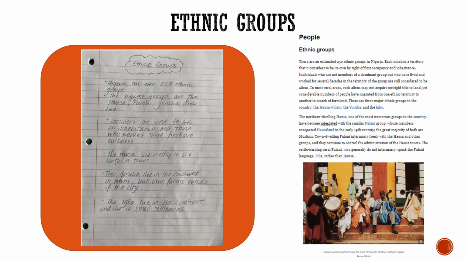The next part I looked at was the ethnic groups. I learned a lot more about ethnic groups today than I did yesterday from my research. It was a pretty long section, but what I learned is that ethnic groups consider the land to be an inheritance, which means that it's passed down from generation to generation. And those who weren't there to begin with are kind of like outsiders.